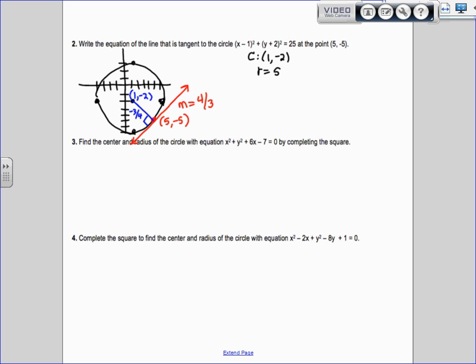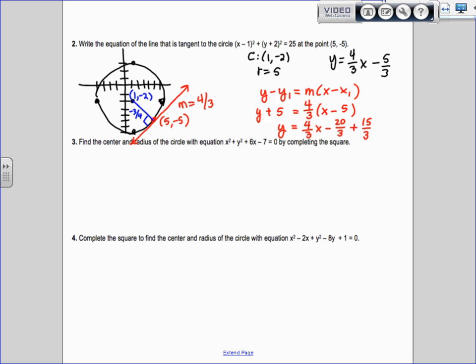All right, so we have m equals 4/3, and we have the point (5, negative 5). So y minus y1 equals m times x minus x1. So I have 4/3, x minus 5, y minus a negative 5 is plus 5. Solve it out. So I get 4/3 x minus 20 over 3, right? That's like 5 over 1 times 4 over 3. And then I'm adding the 5 over. When I add 5, I'm adding 15/3, right? Common denominators. So your final answer is y equals 4/3 x minus 5 over 3.